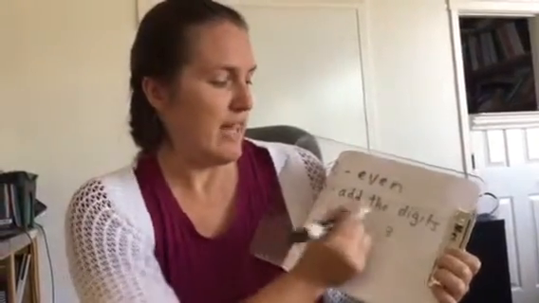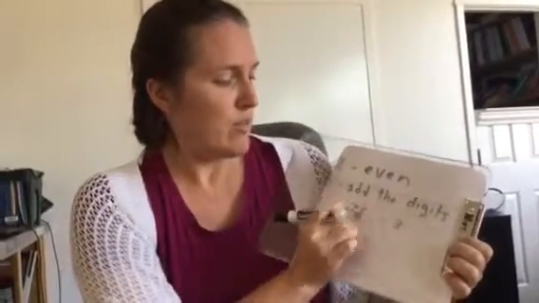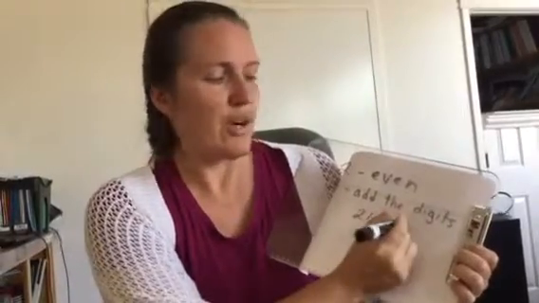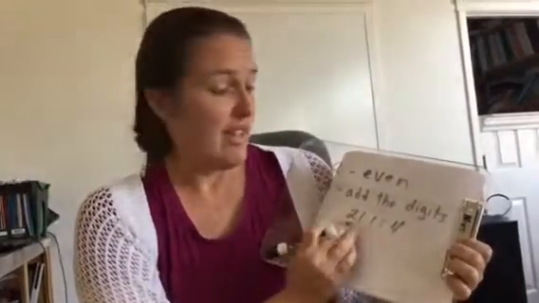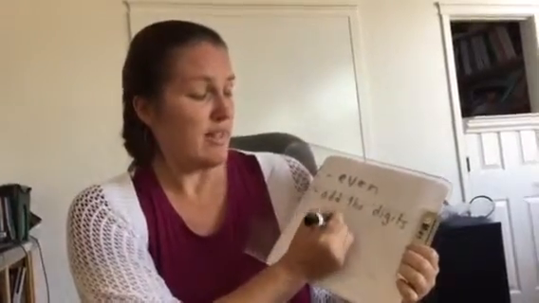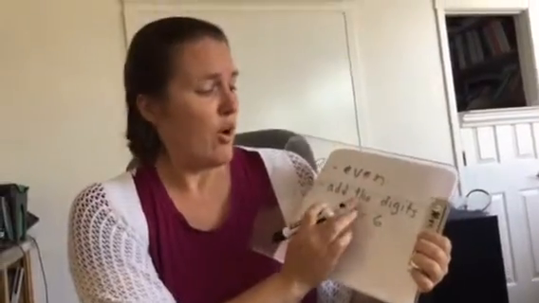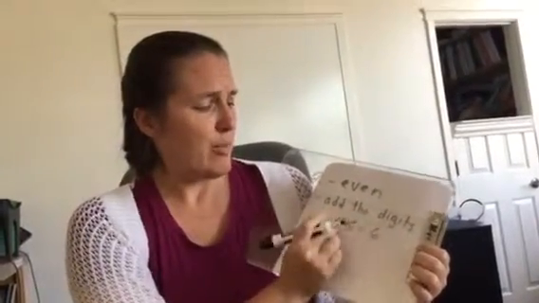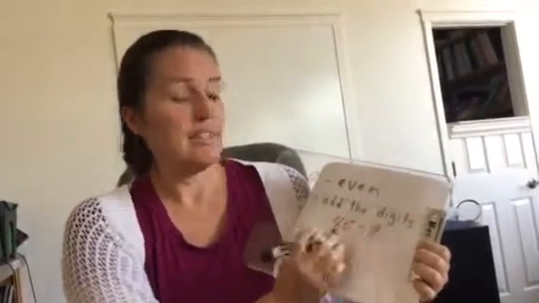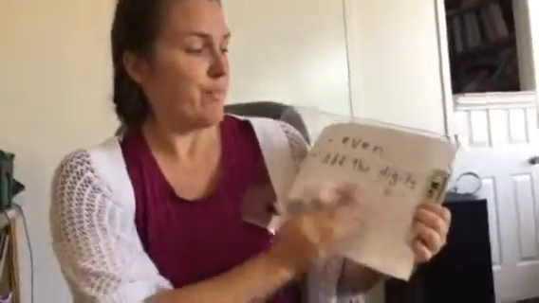If I had 211, 2 plus 1 equals 4. 3 does not go into that number. If the numbers add up to 6, like 4 plus 2 equals 6, 42 is divisible by 3. Or if they add up to 9, 4 plus 5 is 9, that number is also divisible by 3.